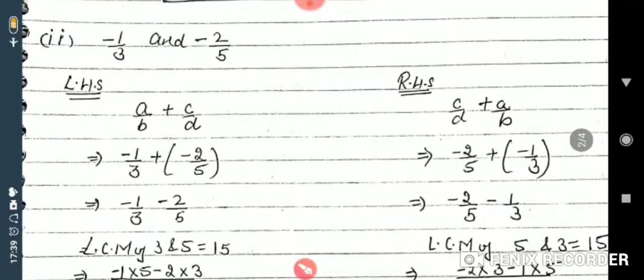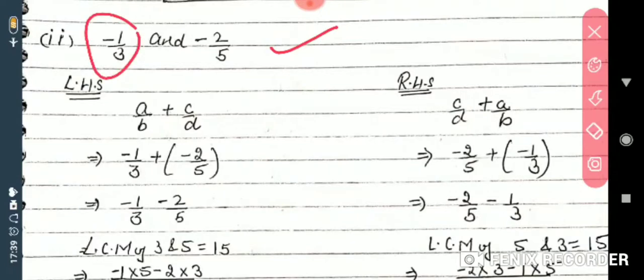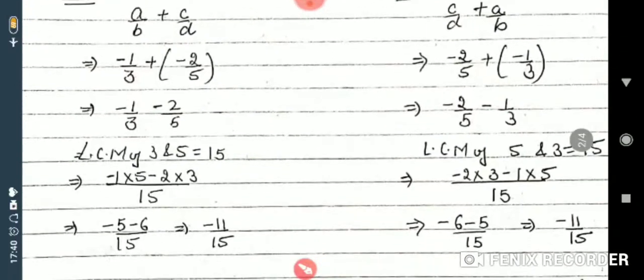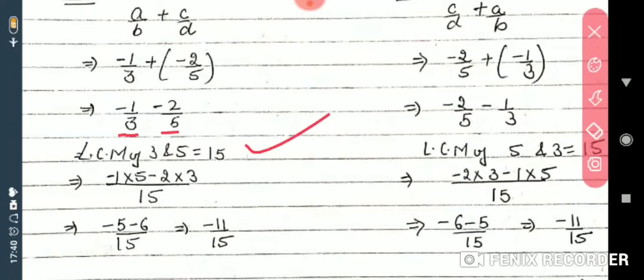So the question is minus 1 by 3 and minus 2 by 5. How will you solve this? As minus 1 by 3 is A upon B and minus 2 by 5 is C upon D, first we will solve LHS. Minus 1 by 3 plus minus 2 by 5. As both the denominators are different, the LCM of 3 and 5 will be 15.